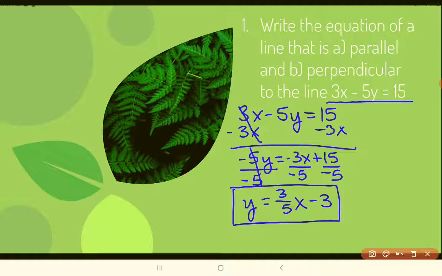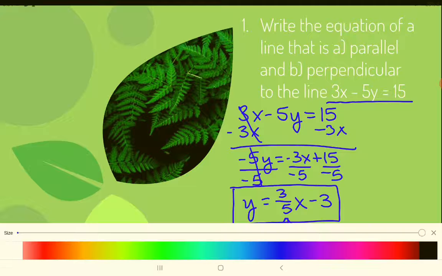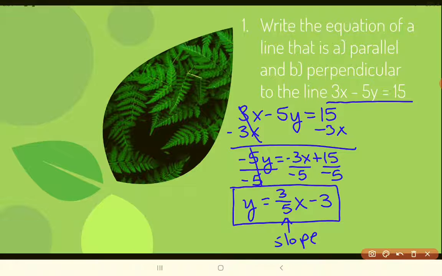So if I want a line that is parallel to that, all that matters is this right here, my slope. If I write a line that is parallel to that, we'll do parallel in purple, since they start with the same letter. So for parallel, all that has to happen is I have to have the same slope. So y equals 3/5 x. You can pick any y-intercept that you want other than negative 3, because then it would be the same line.